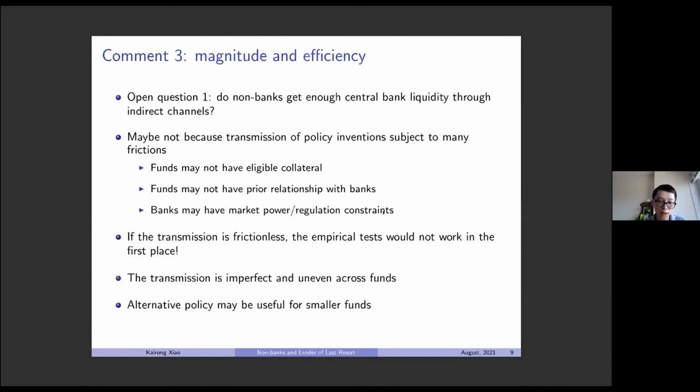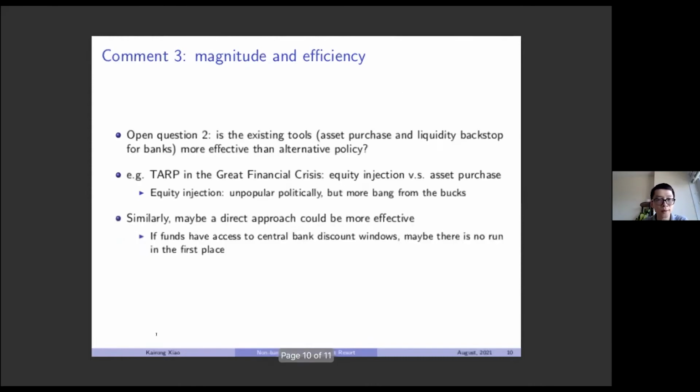In fact, if we believe the transmission is frictionless, the empirical test in this paper would not work in the first place. Because we are always comparing funds that have better access to those that don't, that is by default saying that funds do not have as good access to the central bank through these indirect channels. They tend to perform worse, which suggests that those indirect channels may have a lot of frictions. So the transmission in the data is imperfect and even uneven across funds. Maybe alternative policies may be useful, especially for smaller funds.